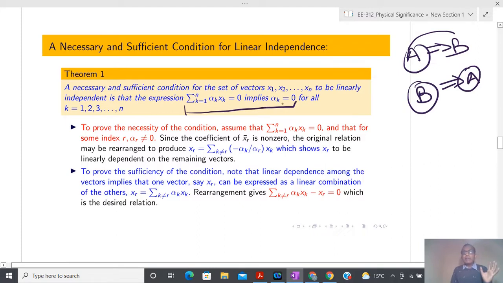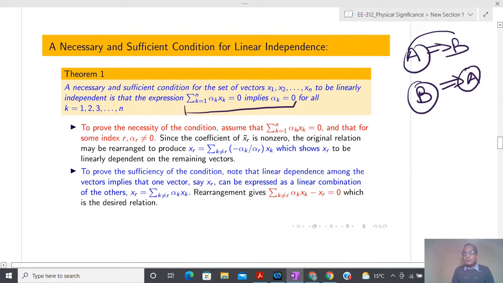If one of the coefficients becomes non-zero, then I can tell that whatever set of vectors I have selected is linearly dependent. Okay, so that is the basic idea to check that. Now we need the proof. So the proof is very simple.